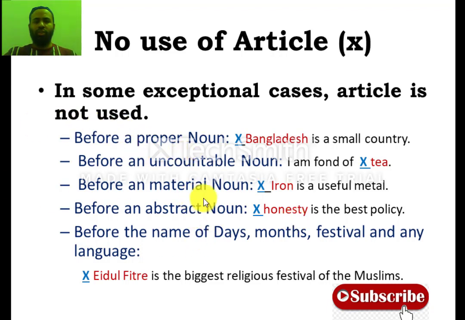Before the name of days. Have you ever seen article the used before Saturday, before Sunday? The Sunday, the Monday? No. Before the name of a month, January, February? No. Any festival? No. Any language? No. Suppose Eid al-Fitr is the biggest religious festival of the Muslims. Here no article. Before any language, no article.